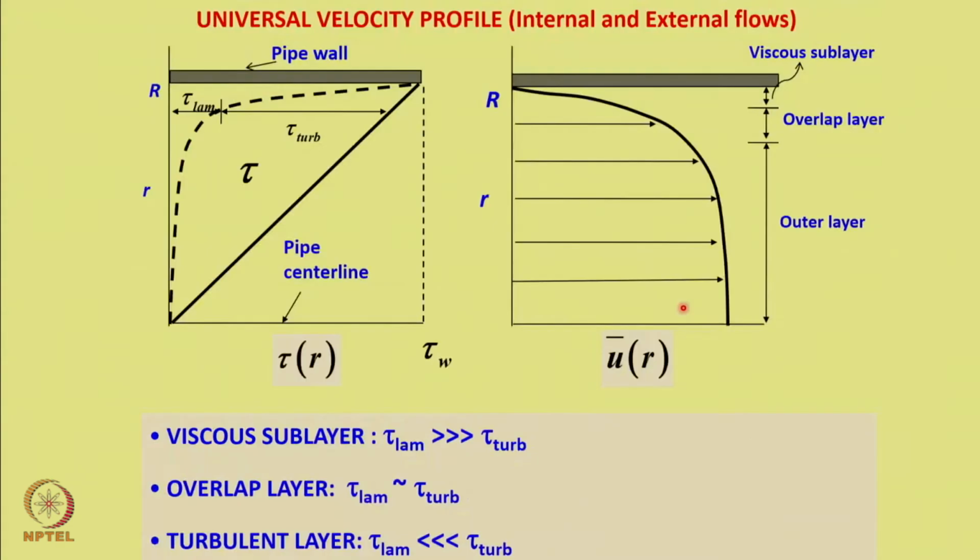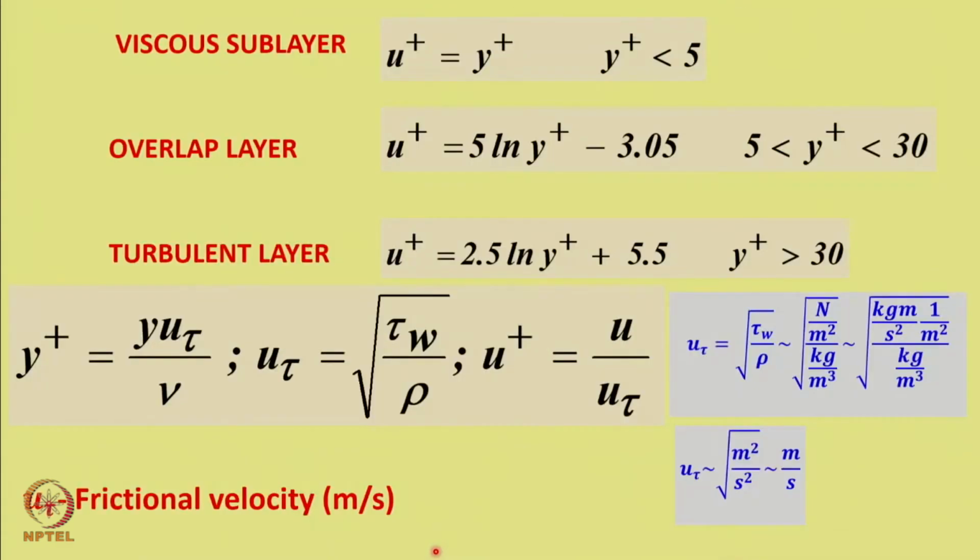So then we introduced a universal velocity profile, and we said that there are 3 layers: viscous sublayer, overlap layer and outer layer. This is the flow in a pipe. So in the viscous sublayer laminar shear stress is larger than turbulent shear stress, in the overlap layer both laminar and turbulent shear stresses are of the same order, and in the turbulent layer laminar shear stress is lower than turbulent shear stress, or turbulent shear stress is greater than laminar shear stress.